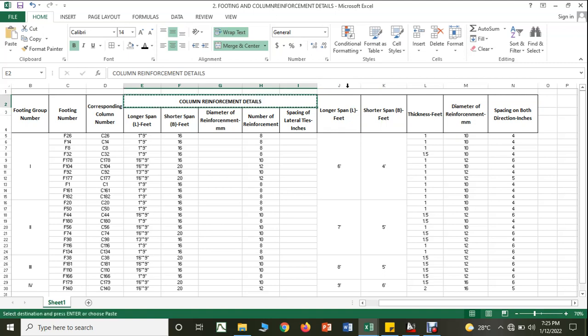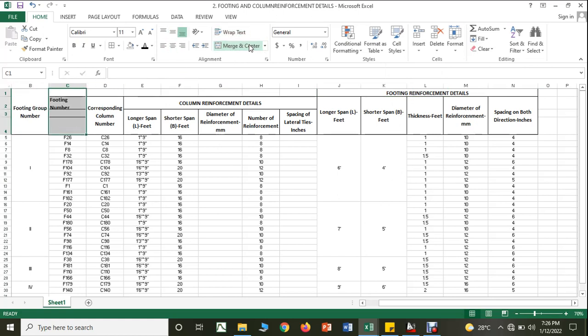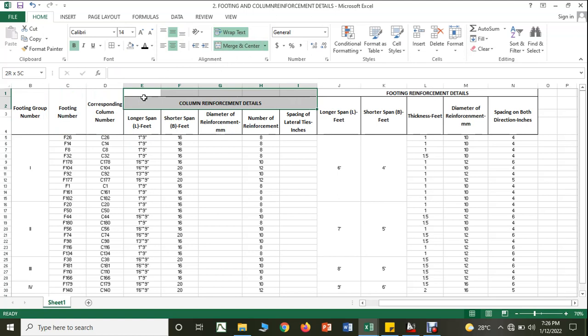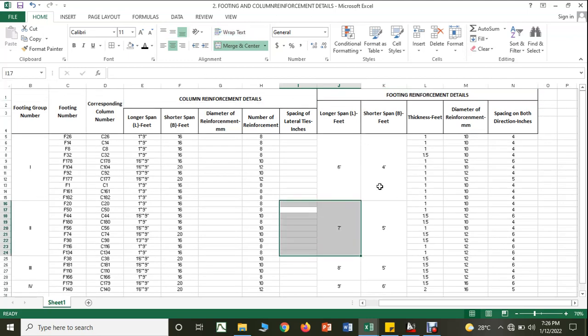I can copy this. Okay, I can make this as footing reinforcement details. Footing reinforcement details. Okay, yes, so like this I can merge. Correct? Okay. That is about the column and footing reinforcement details.